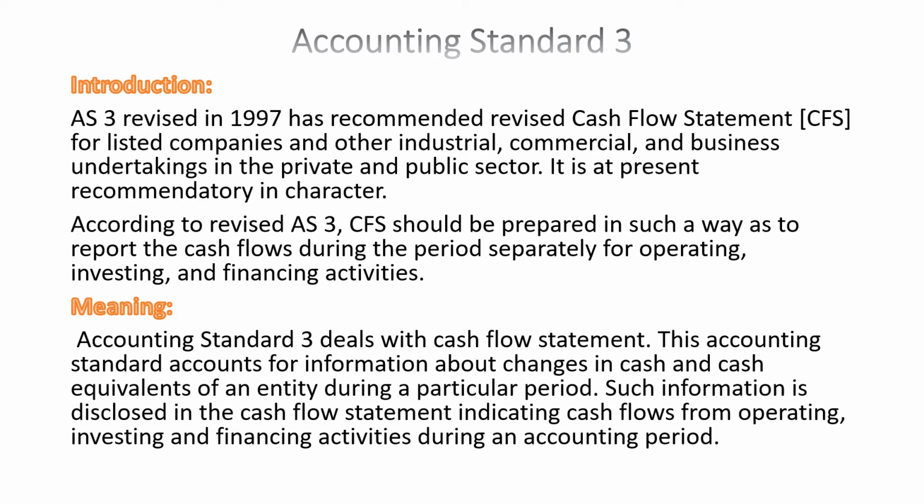Meaning. Accounting Standard 3 deals with cash flow statement. This accounting standard is for information about changes in cash and cash equivalents of an entity during a particular period. Such information is disclosed in the cash flow statement indicating cash flows from operating, investing and financing activities during an accounting period.